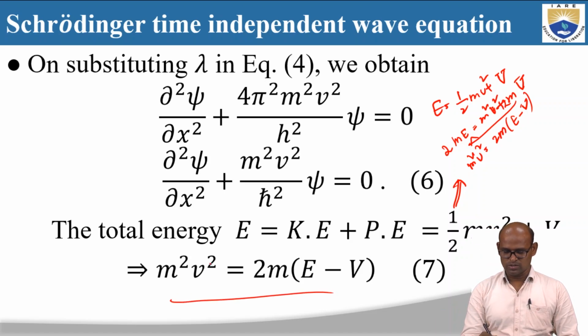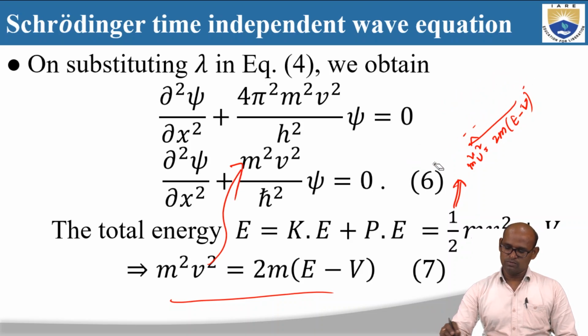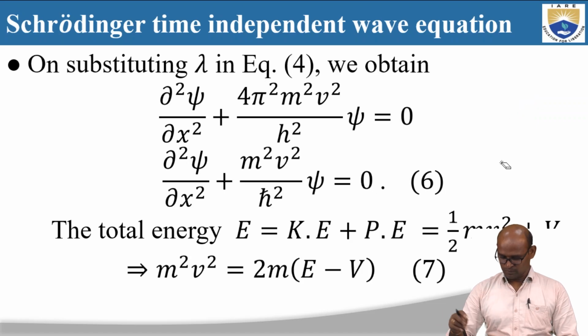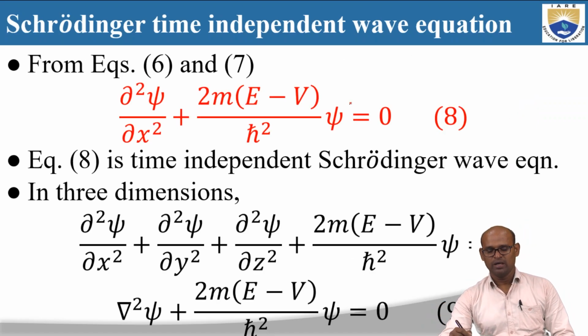So I am going to substitute this m square V square in this equation. Then it will become ∂²ψ/∂x² plus 2m(E minus V)/ħ² into ψ is equal to 0. So this is the time independent Schrodinger wave equation in one dimension.